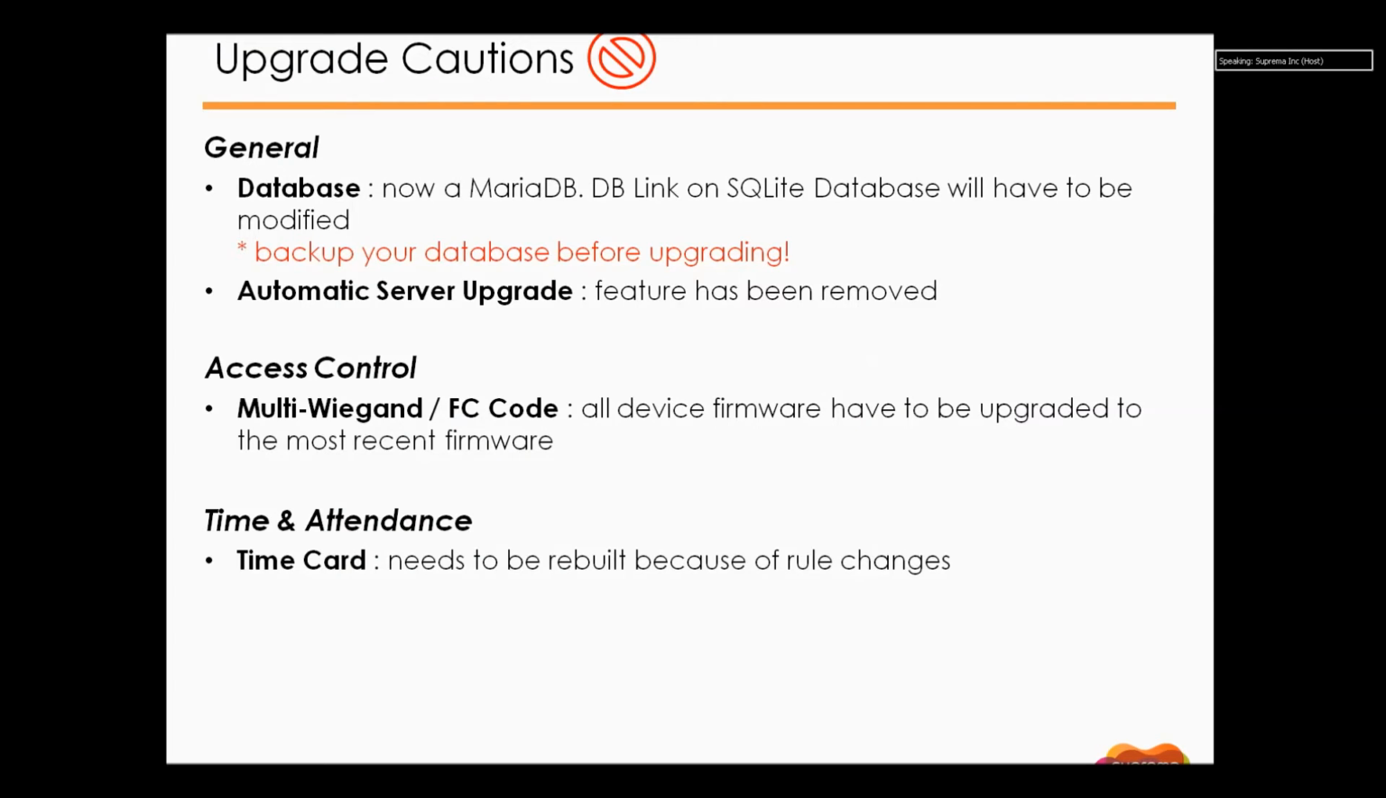And now I'm done with introducing all the new features, so I'll share some cautions. There are several things you should be aware of before you upgrade your BioStar 2 to version 2.3. Since the AC database is now a MariaDB, if you had a database link program you used in previous versions for your AC database, it will not work anymore. You will have to develop a new program based on the new MariaDB.